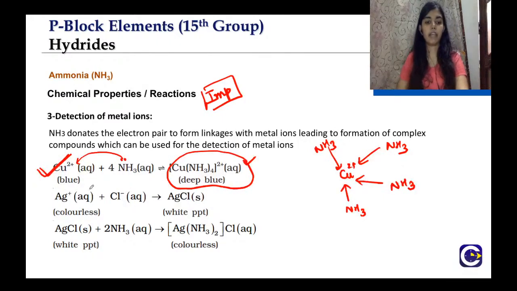Similarly, it can be detected for silver also, that if you treat silver chloride with ammonia, you will get such type of complex. Similar type of complex was also there in the Tollens reagent, if you remember. So this is how you can basically detect copper and silver from ammonia.